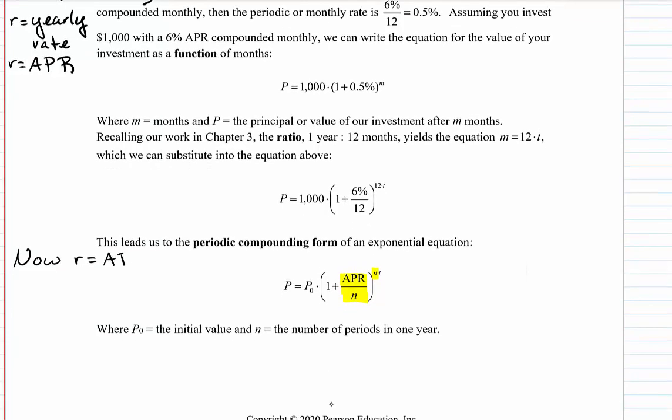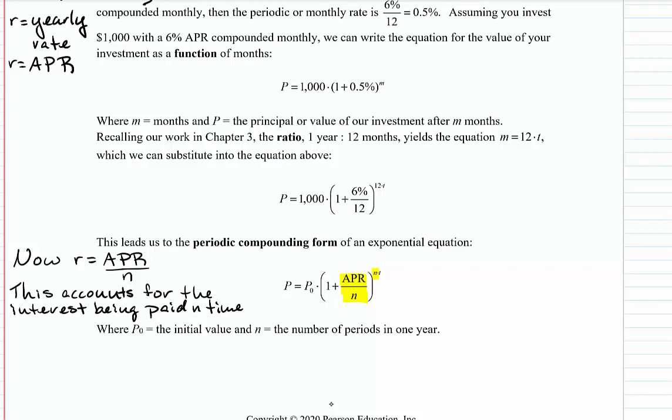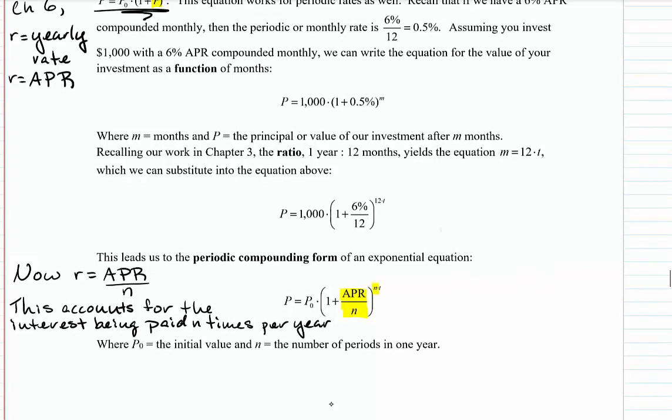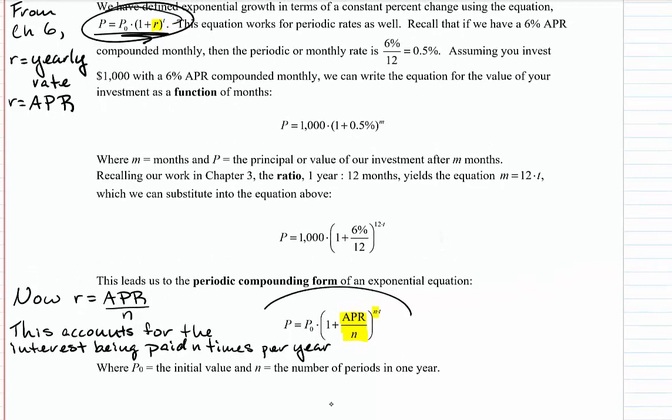Now the R is APR divided by N, because this accounts for what I was just describing to you a moment ago, the interest being paid or being compounded n times per year. So that's even better than just once per year. So really, the equation that we learned in chapter 6 is the same as the equation we're learning here in chapter 7. It's just an upgrade.